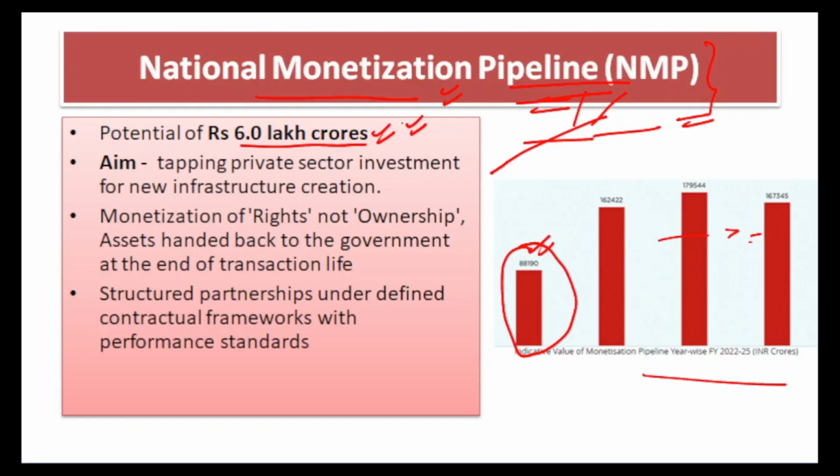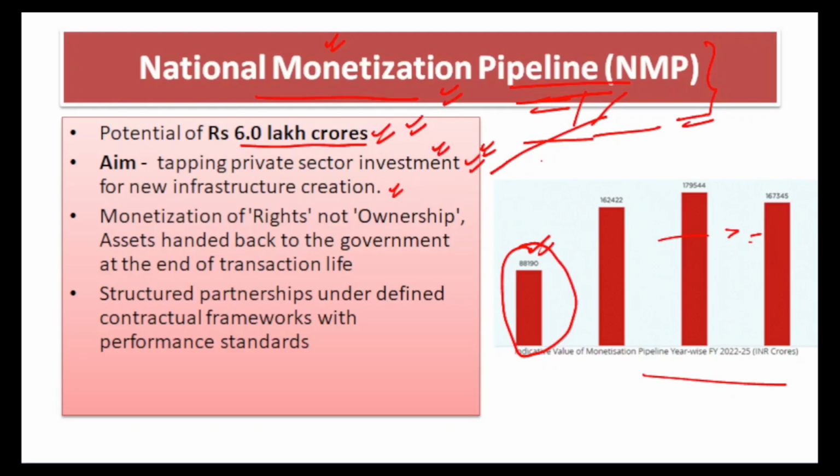And what is the main aim of this monetization? To tap the private sector investment and to create new infrastructure. Now because the assets are lying vacant with you, lying unutilized with you, if you can lease them, if you can sell them for a small period to the private sector, then you can tap in the private sector investment. They would be willing to invest.